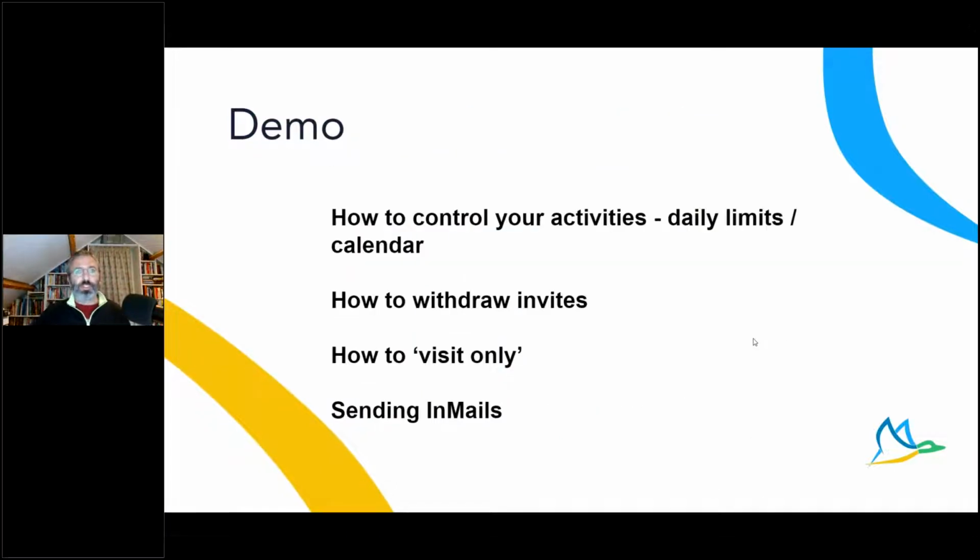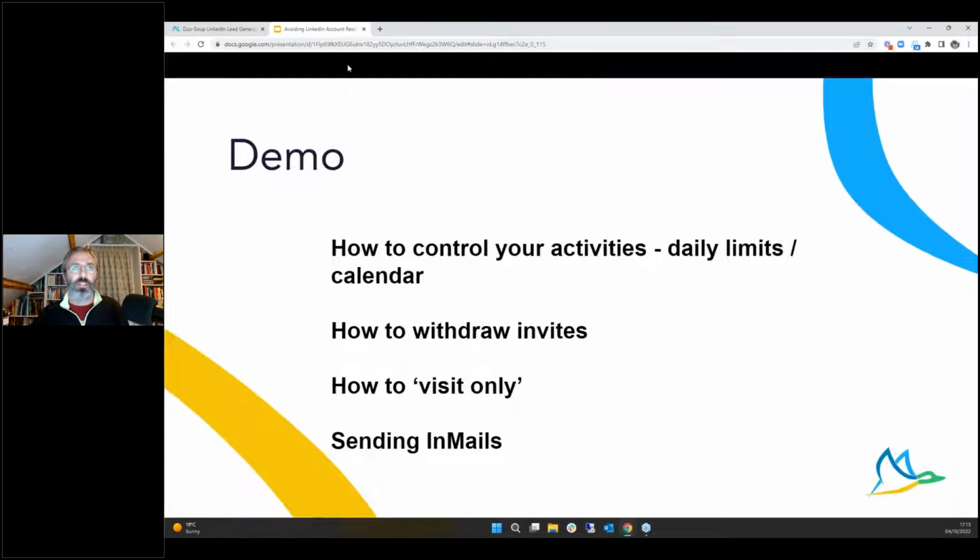So what I'm going to do is just dip into Dux-Soup and LinkedIn very briefly and walk through how we can control our activities, the speed of the robot, how many invites we can send, how to withdraw invites, because you have the ability to do that automatically. Very quickly, we'll touch on how to visit only. We'll go to a list and say, right, let's just go and visit those profiles. They'll all get a notification that I visited them. And we'll just touch on sending InMails very briefly as well. Do remember to get your questions in as well while I'm doing this. So it's all hopefully seamless.